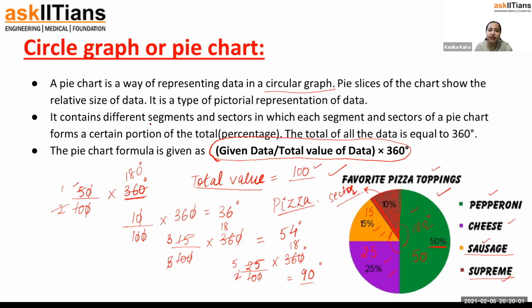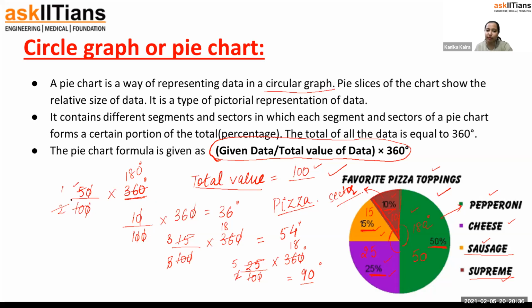Next point is it contains different segments and sectors, in which each segment and sector of a pie chart forms a certain portion of the total percentage. So the total percentage is 100 and every sector has some percentage associated with it, which is out of 100. Like 50% of 100% of people like pepperoni pizza, right? And then you can find out the angles as well as we discussed here.